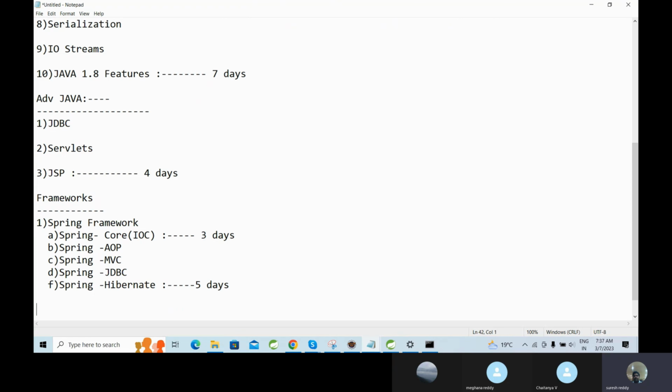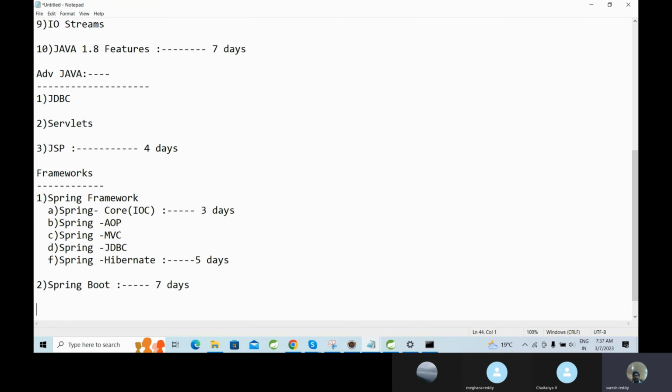Next coming to Spring Boot. It is compulsory. How many days are required? 6 to 7 days compulsory for Spring Boot. Many topics are there. Next, the third one, microservices. How many days are required? 6 days are required. So please remember.